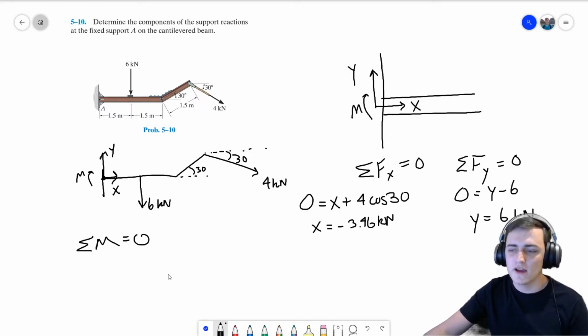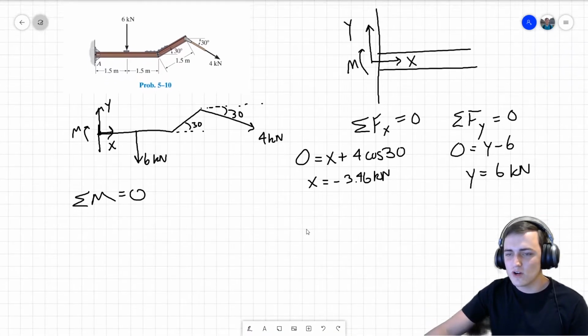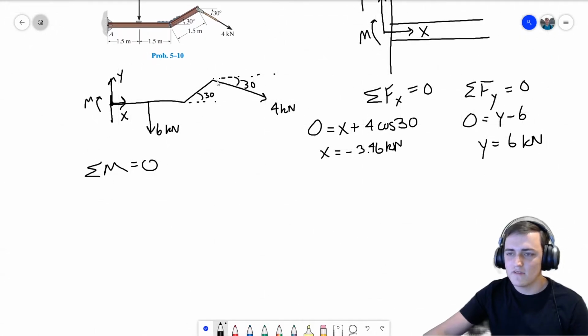And for our final part, we have the moment. And for the moment, we have a little bit of a tricky problem, right? Because we have a couple of angled members. So we have to be really careful about how we handle that. So our first moment, we're going to take it around point A. That means that we have negative m, because our m is in the clockwise direction, and that is negative. We have negative 6 kilonewtons times a distance of 1.5 meters.